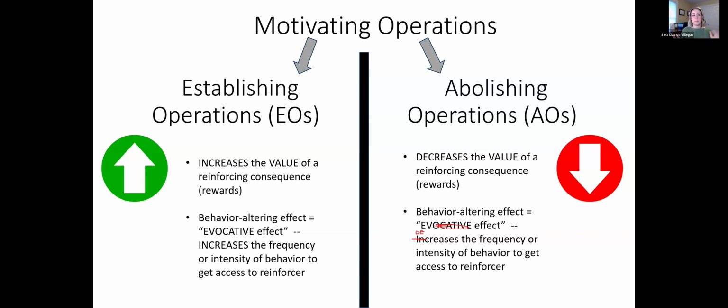So if we take the same pizza and ice cream example, if you have just eaten a bunch of pizza, you might not want another slice of pizza, right? That's what I mean by the value of that item or that reward can change, because now you're full, you're satiated, and you're not going to engage in behaviors to get more slices of pizza. Instead, now you've got this motivation, this establishing operation in place to be requesting ice cream instead.